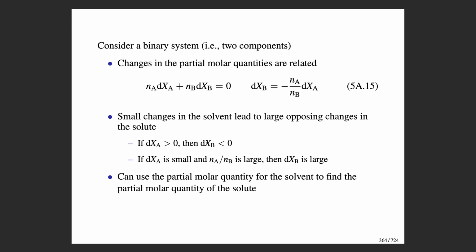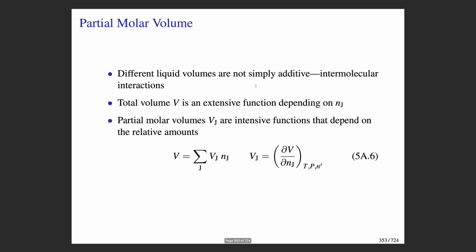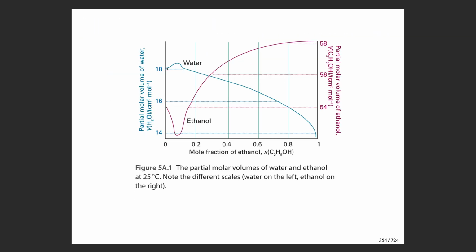So it's not just the signs that are opposite. Let's suppose that a small change occurs in x_A. And for the case where this ratio is large, then the change in x_B will be large. And so we can illustrate that here. If you look, there's a small change in the partial molar volume of water. There's a corresponding big change in the partial molar volume of ethanol, and it's the opposite sign, right? This goes up a little bit, this goes down, relatively speaking, a lot more.